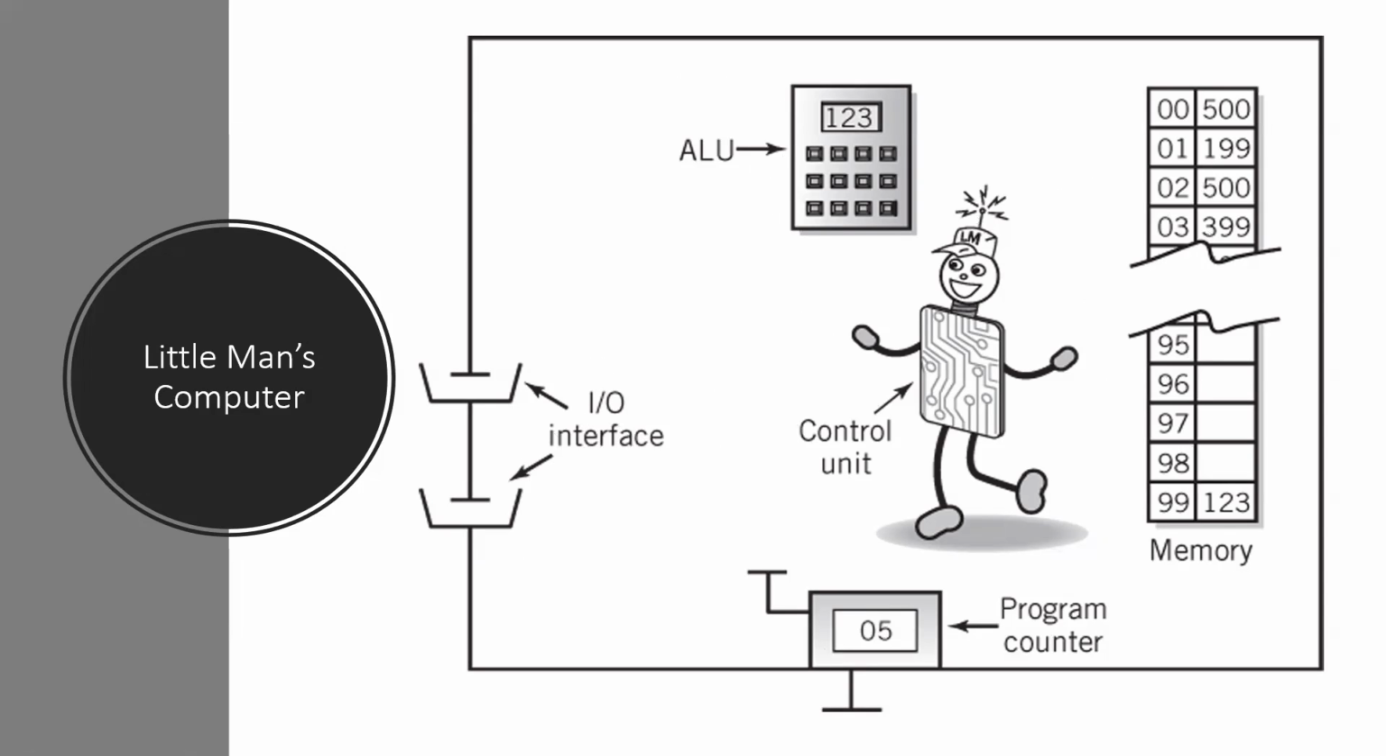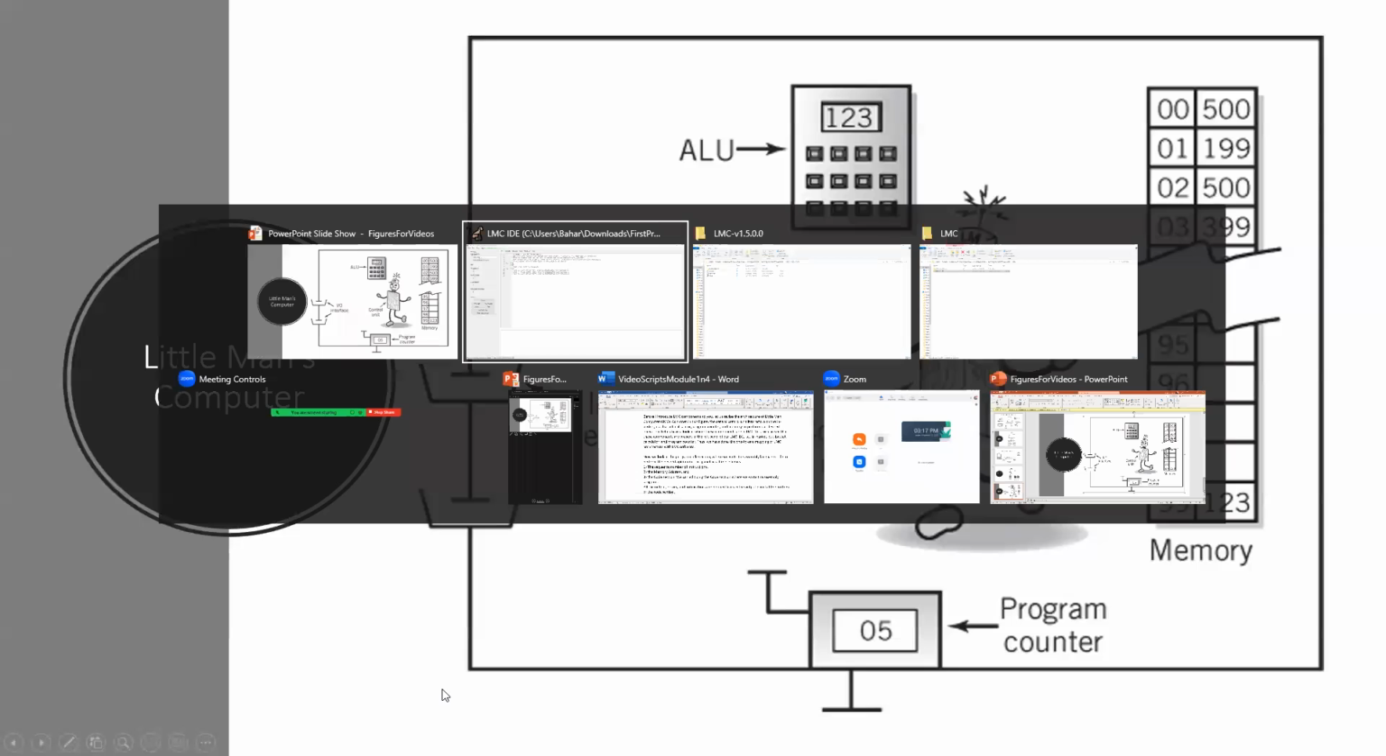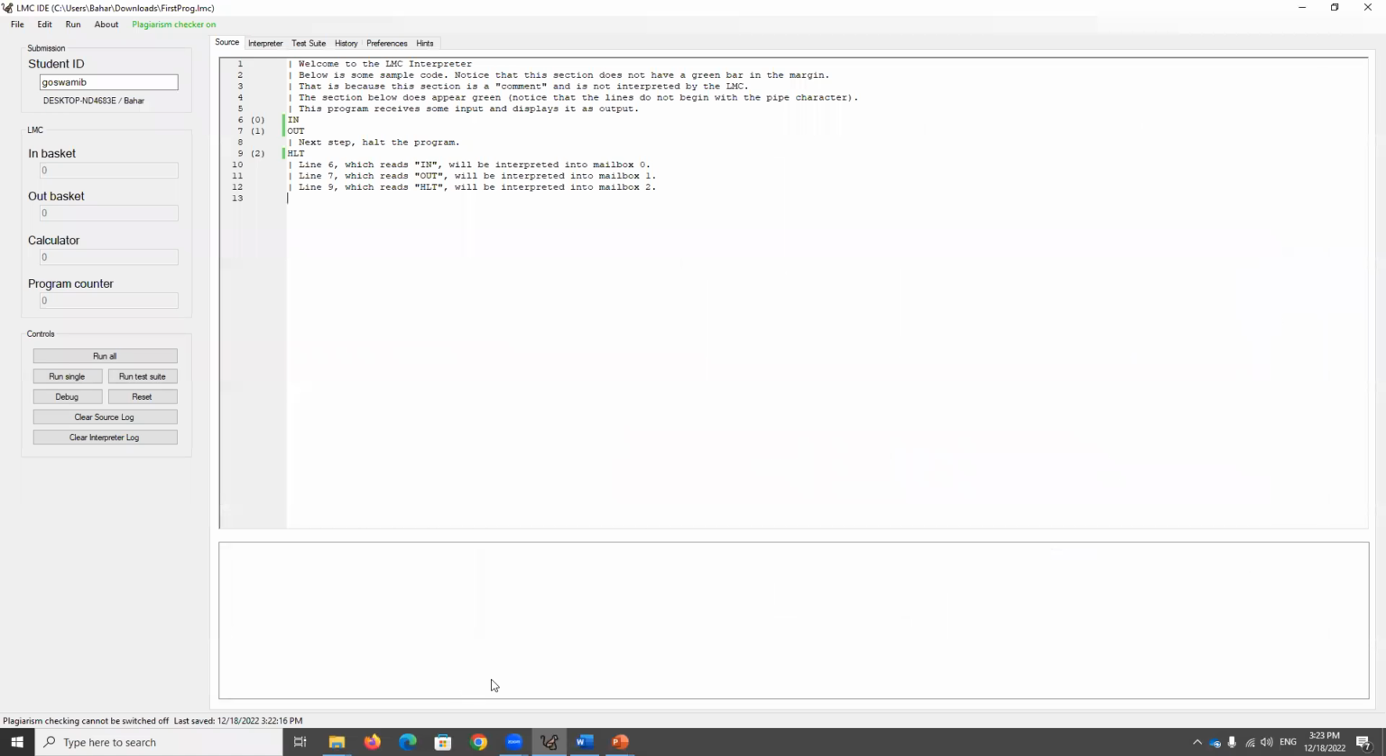Let us have a look where these components are in LMC. Yes, we can see that these components are present in the left panel of our LMC IDE. That is in basket, out basket, calculator, and the program counter. Thus, we have done one-to-one mapping of LMC architecture with LMC software.